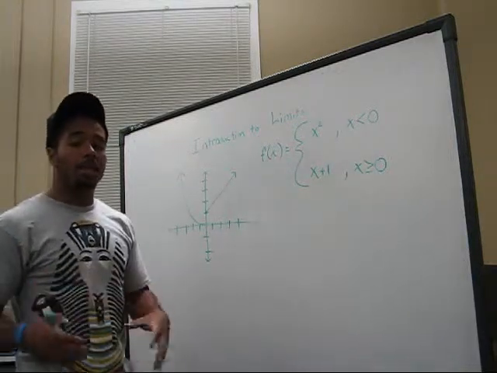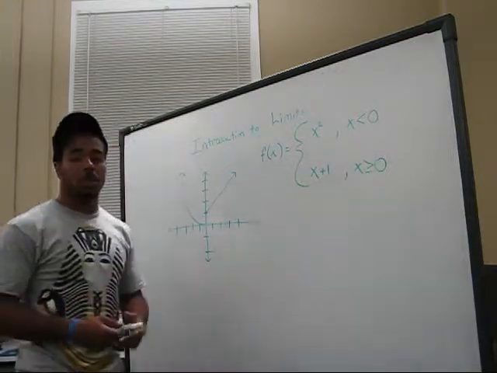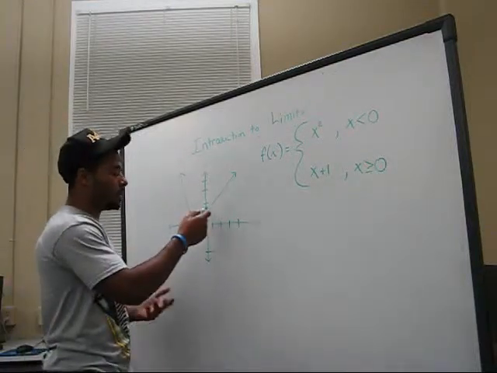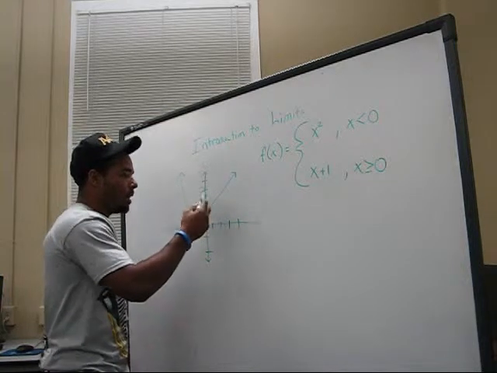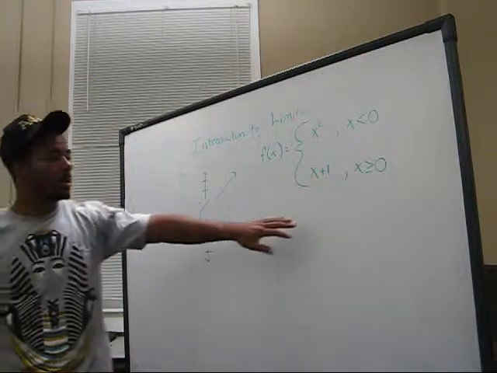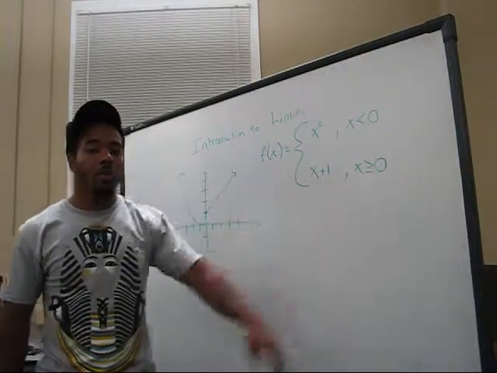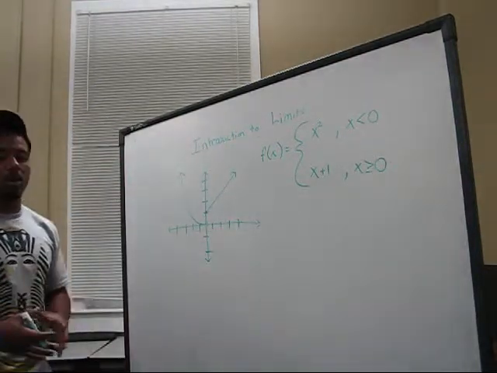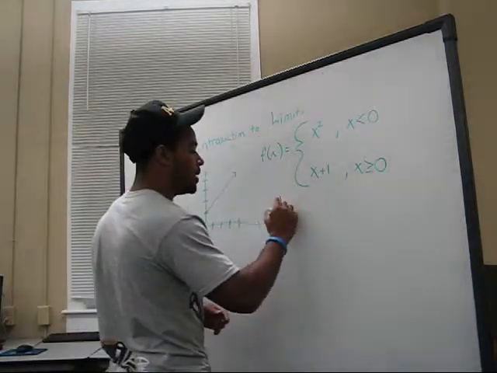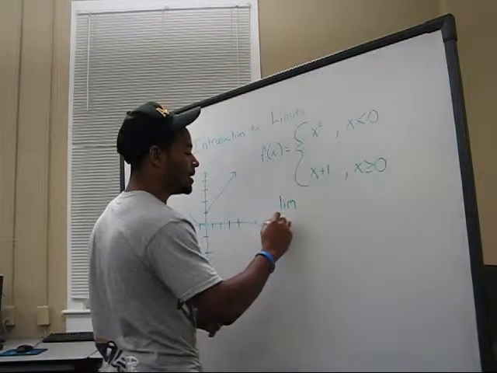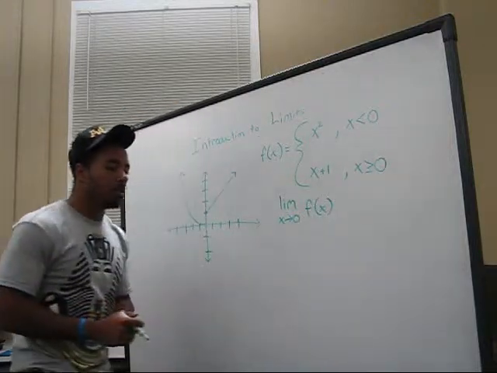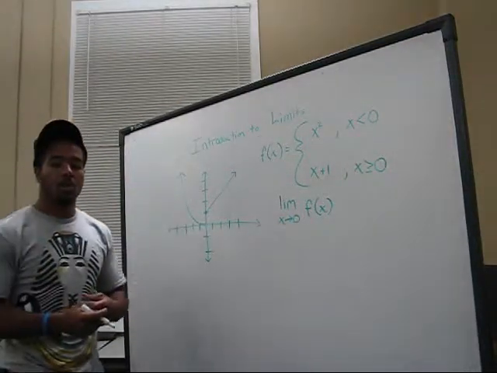Now, if you're working with a positive x value, you're looking at x plus 1, which is a sloped line that runs from x equal to 0 and 1 on the y coordinate and up. As you see, there's a closed point here, because we said x is greater than or equal to 0. So this is the graph of the function. And what we want to find is the limit as x approaches 0 of our function.